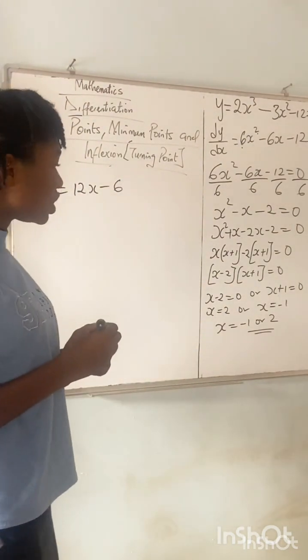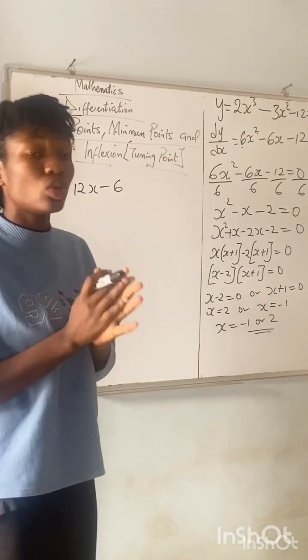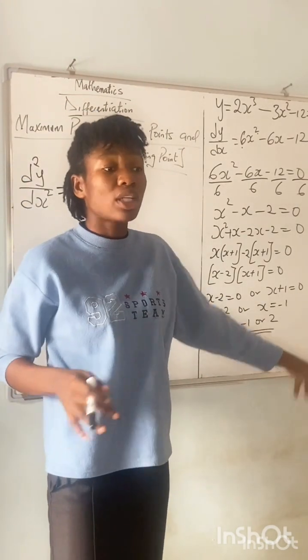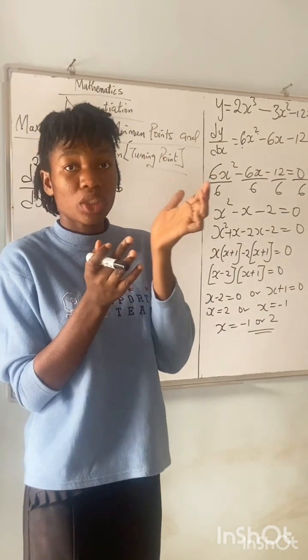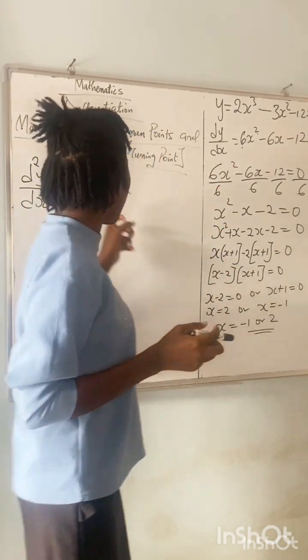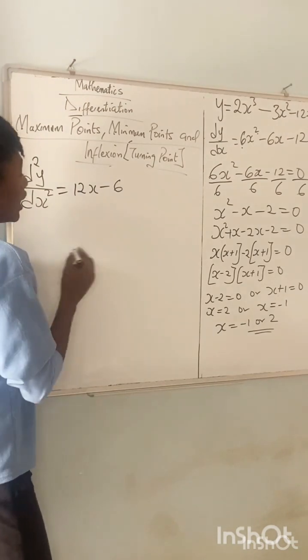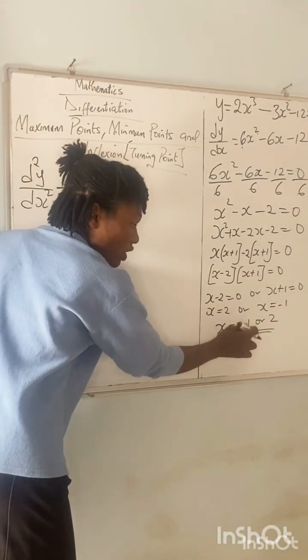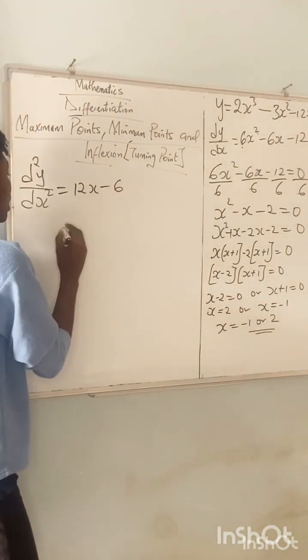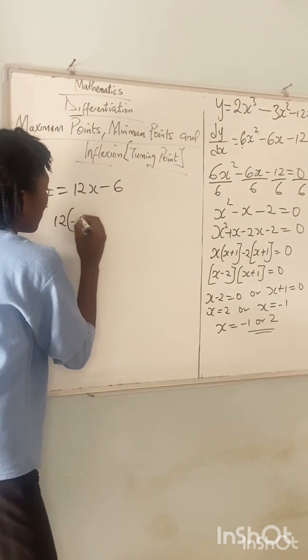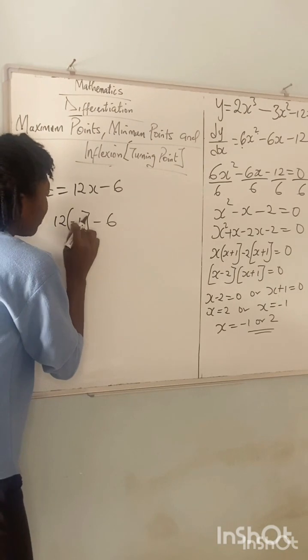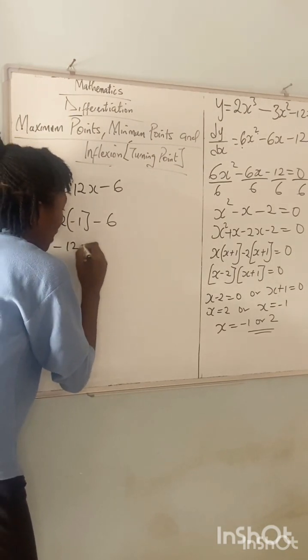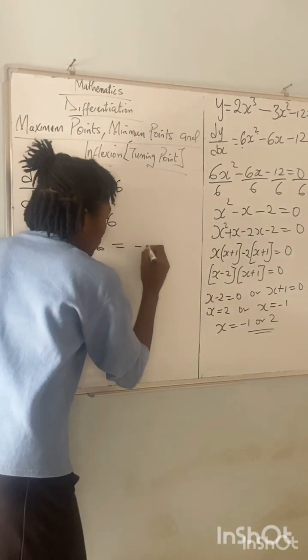So what we are going to do here is, like I said, we have gotten our possible values of x, and we want to know the values at which they correspond for y. So we are going to be substituting for x. We substitute for x equal to minus 1. In the case where x is minus 1, we substitute here, and we'll be having 12 times minus 1 minus 6. 12 times minus 1 gives minus 12, minus 6 is equal to minus 18.